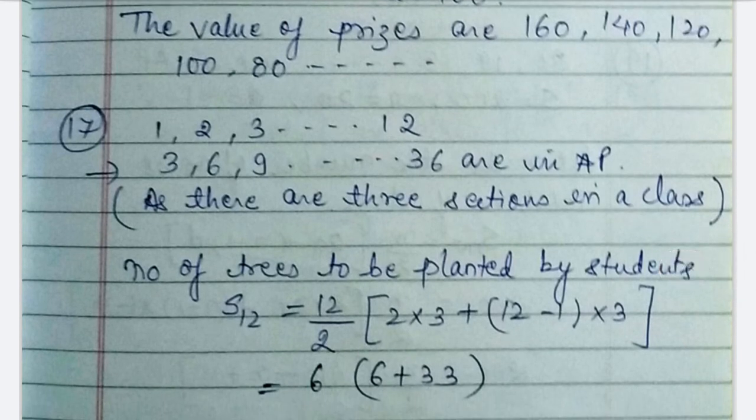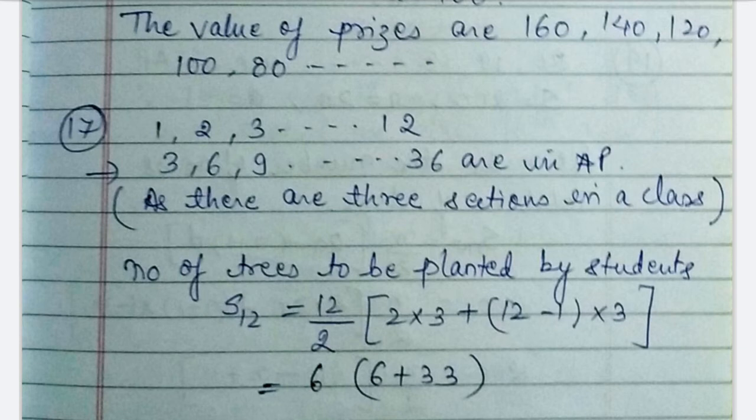Next, question number 17. In a school, students thought of planting trees in and around the school to reduce air pollution. It was decided that each section of each class will plant trees equal to the class number in which they are studying. As an example, a section of class 1 will plant 1 tree, a section of class 2 will plant 2 trees, and so on, right? Now there are 3 sections of each class. How many trees will be planted by the students?